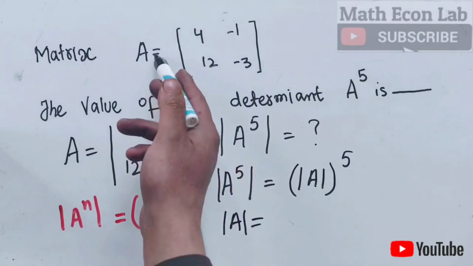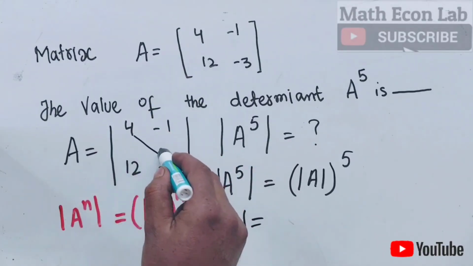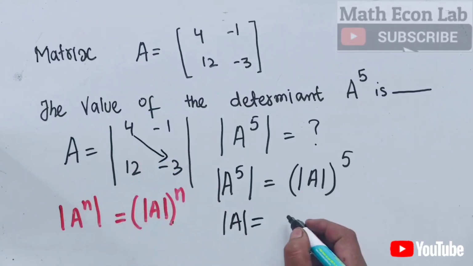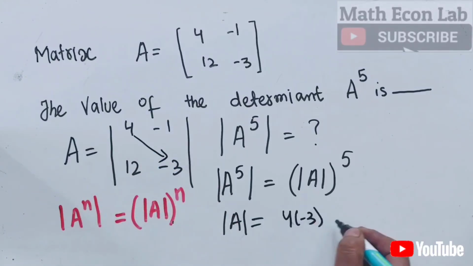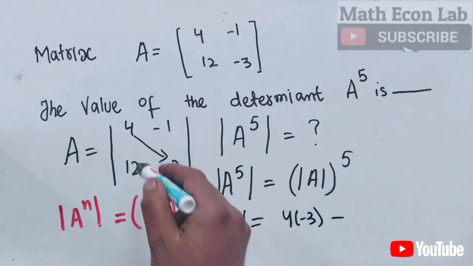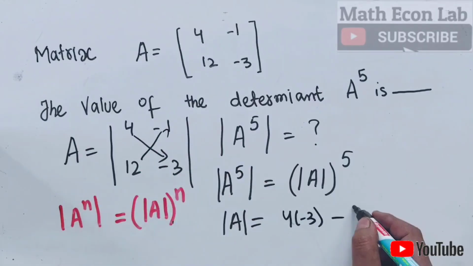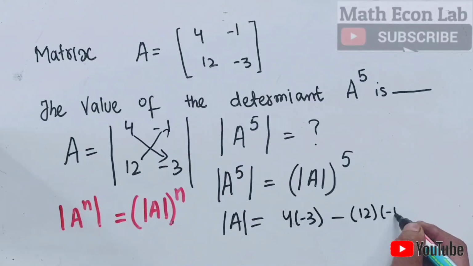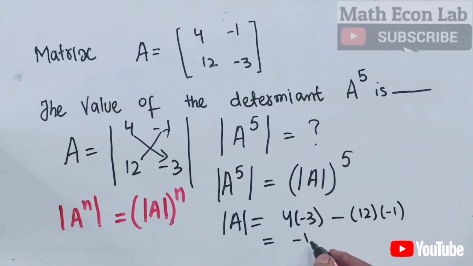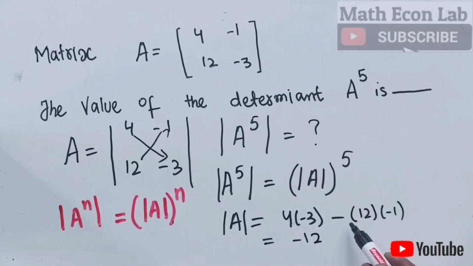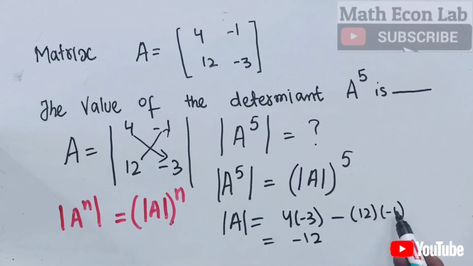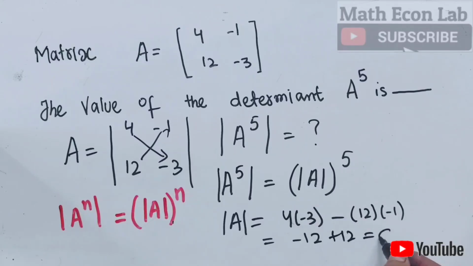So let's first find out the determinant of A. We multiply the principal diagonal elements first, that is 4 into minus 3. From this we subtract the product of the non-principal diagonal elements, that is 12 times minus 1. So it becomes minus 12, then minus 12 into minus 1 is minus 12, minus into minus is plus 12. So we get here 0.